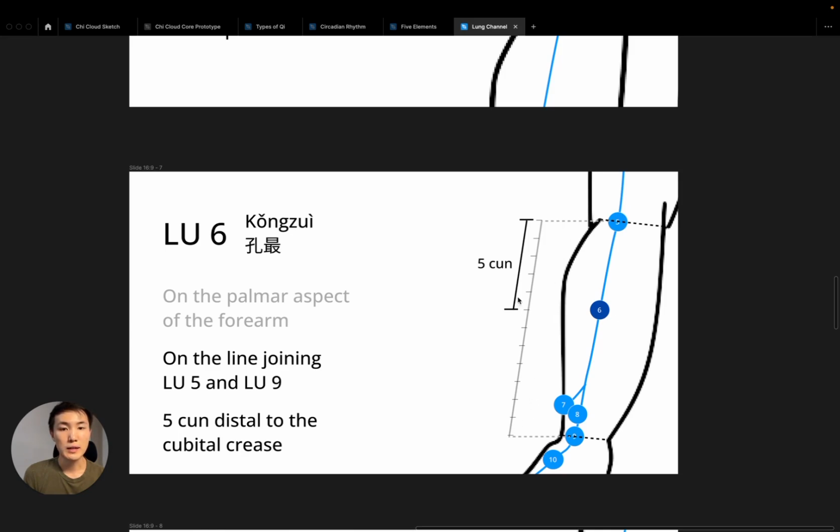So one way you can measure for 5 twin distal to the elbow crease is you find the halfway point between the elbow and the wrist crease. That's going to give you 6 twin, and you're going to measure 1 twin up. So that's going to give you the 5 twin measurement from the cubital crease for lung 6.